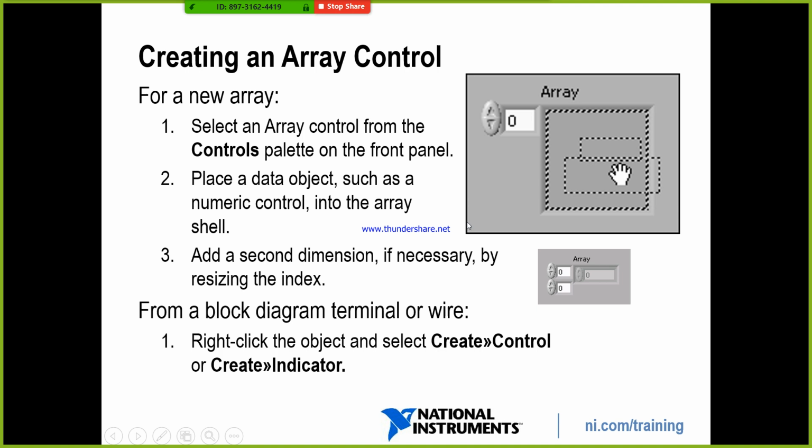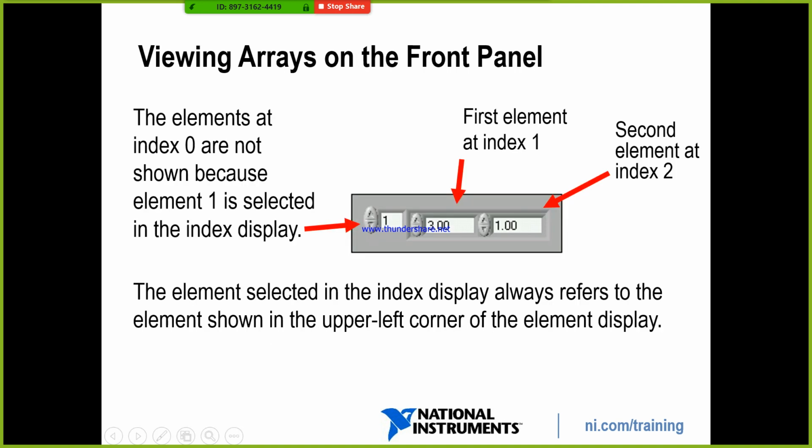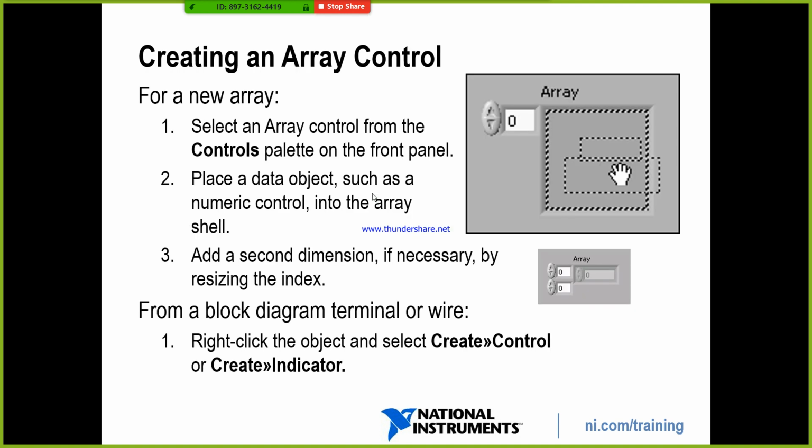How to create a control? As you have done earlier, let's see. For a new array, select the array control from the control palette on the front panel. Right click on the front panel, go to Containers, take the array, and place it. It is an array shell. Place an object such as a numeric control into the array.